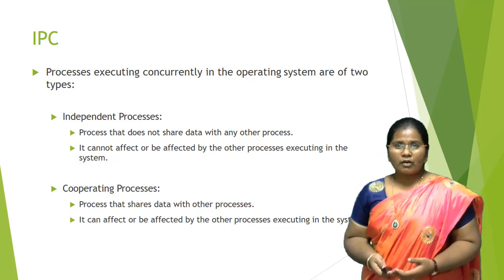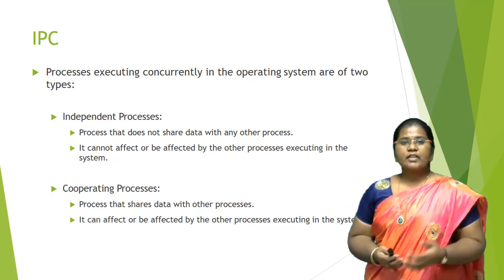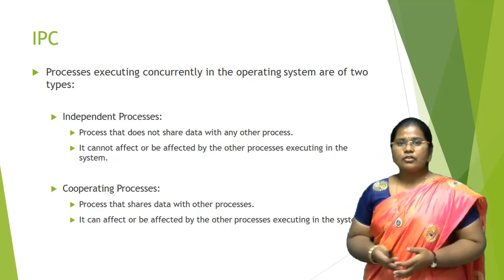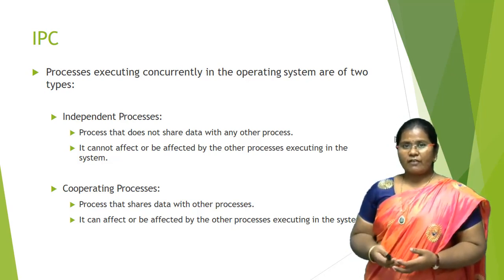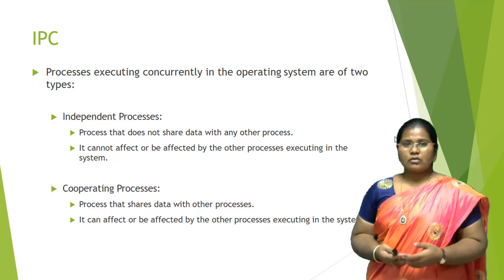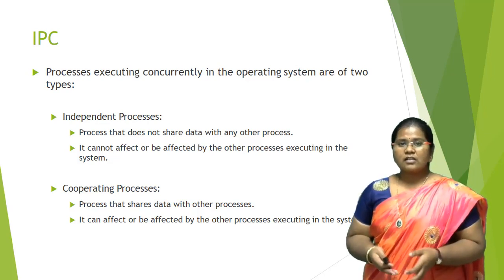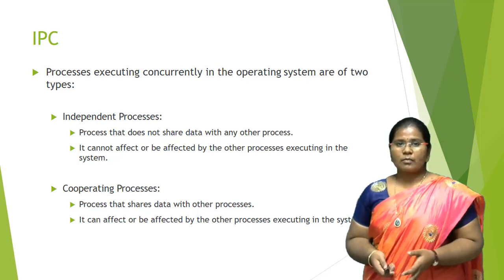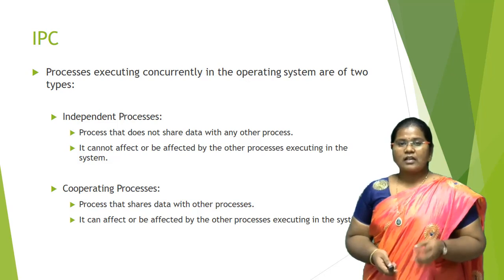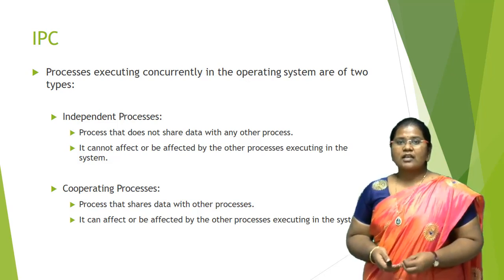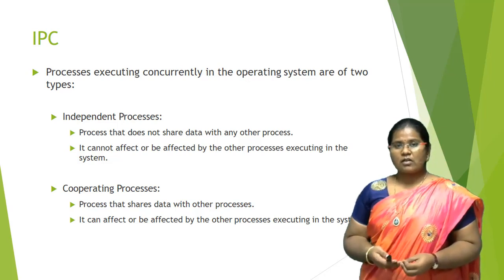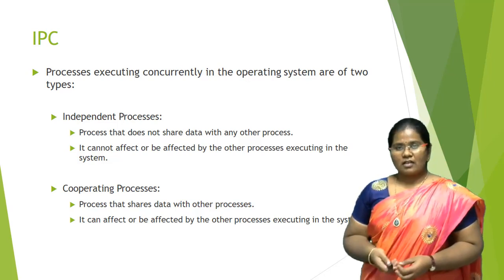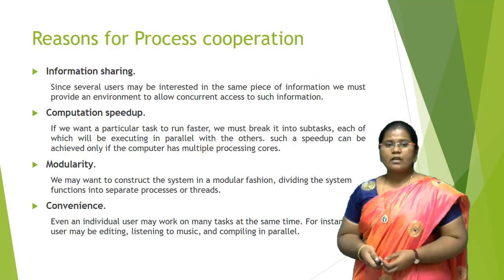Whereas a cooperating process is a process which will share its data with other processes, or may take data from other processes. In simpler terms, a cooperating process is one which can be affected by other processes, or which can affect other processes.